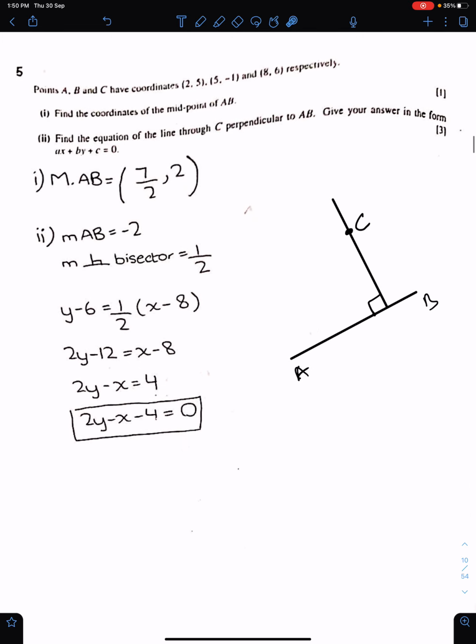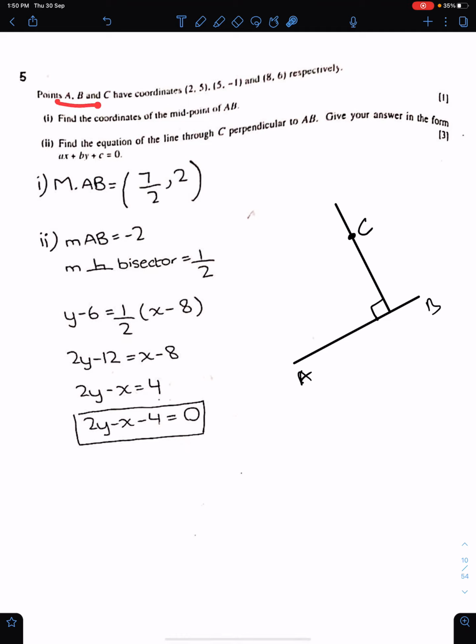Question number 5. Points A, B, C have coordinates. Find the coordinates of the midpoint AB. This is simple. You can do this yourself. Find the equation of the line through C. Through C means passes through C. Perpendicular to AB means like this.